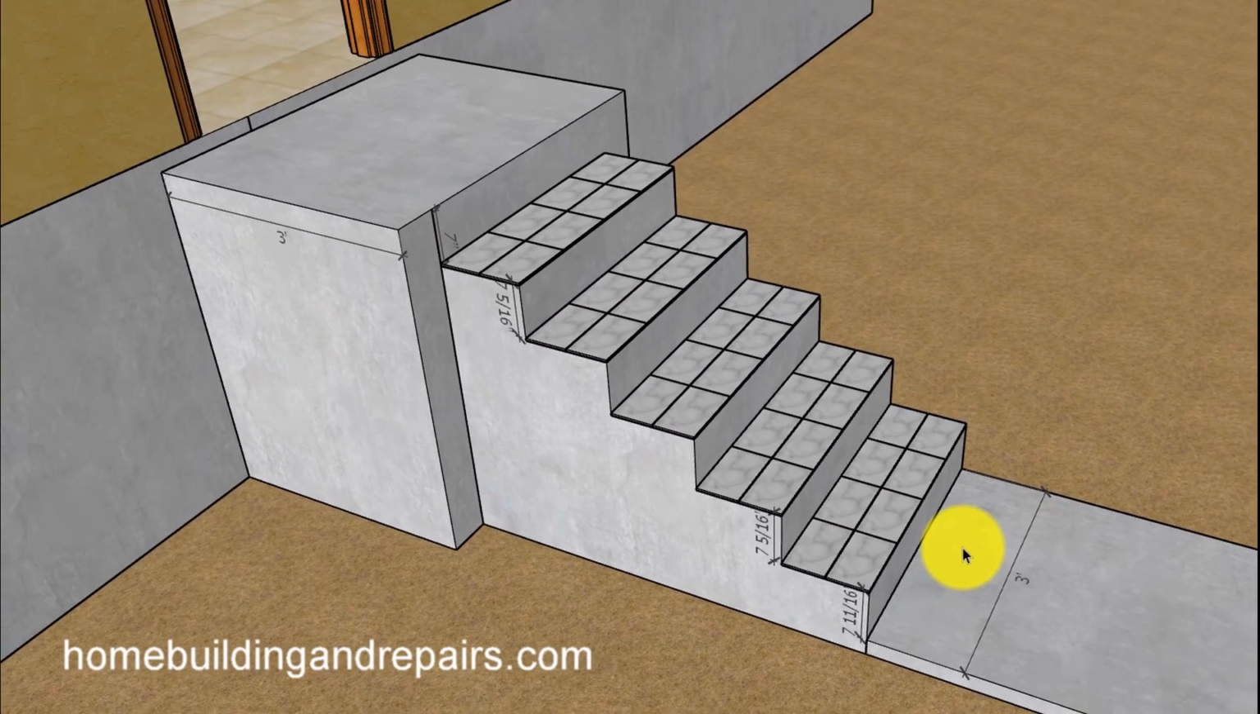Now if I look at this here, this really isn't too bad. I got 7 and then 5/16. The variation here is under 3/8 of an inch, and most building codes allow you to have up to a 3/8 of an inch variation in the stairway. So something like this might be acceptable.